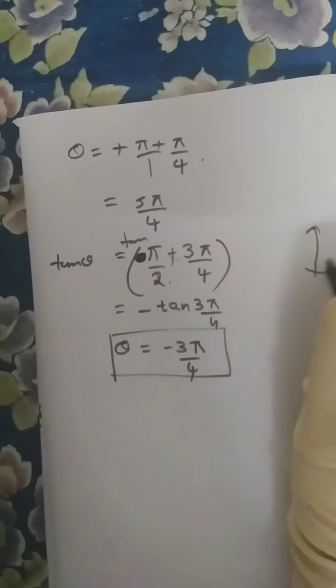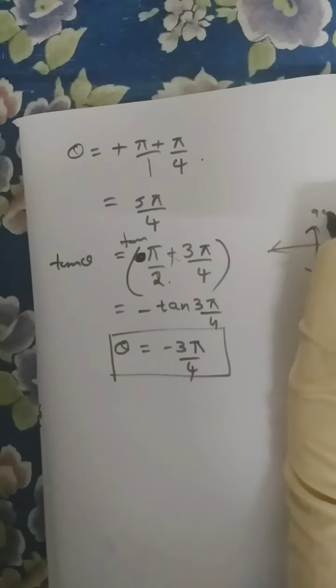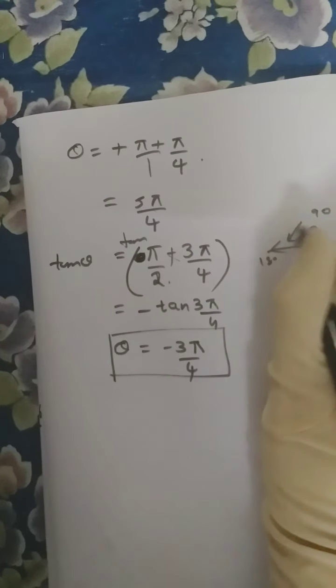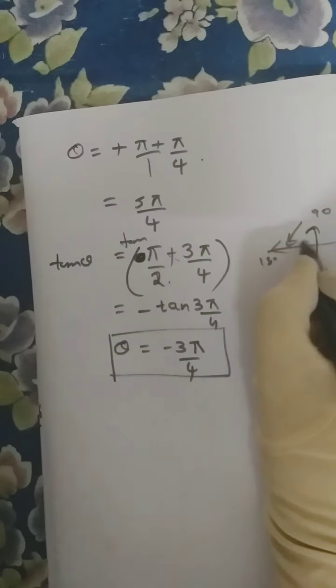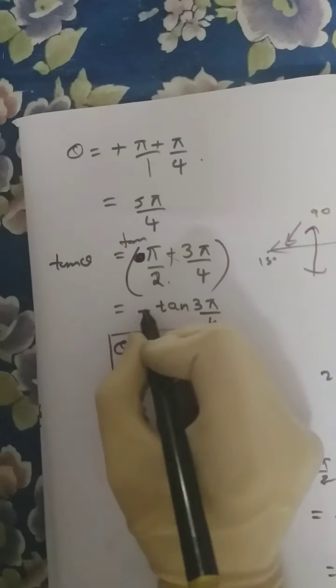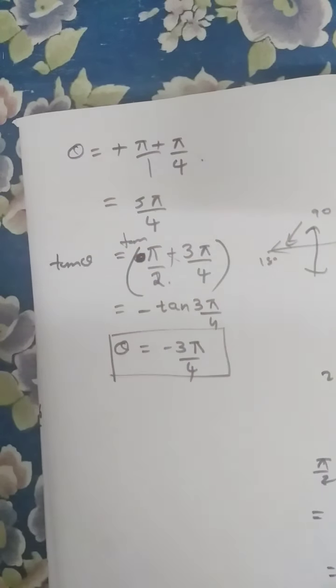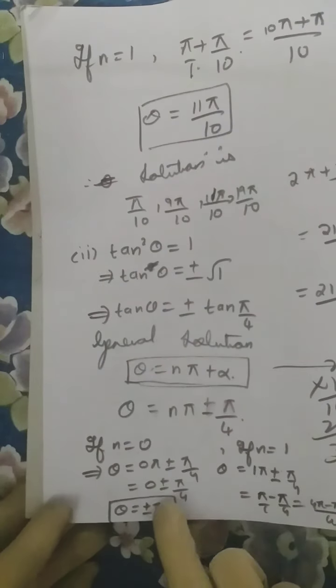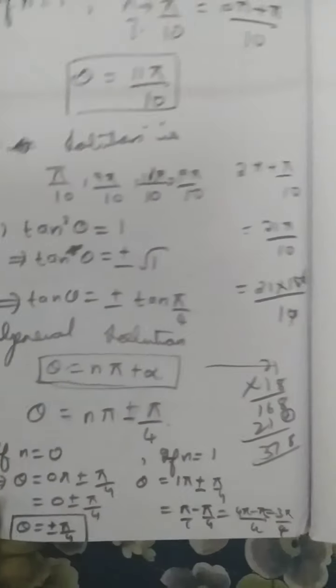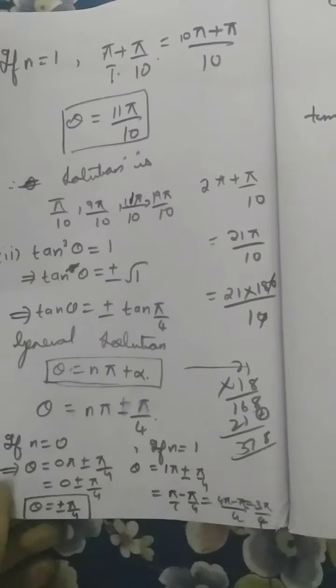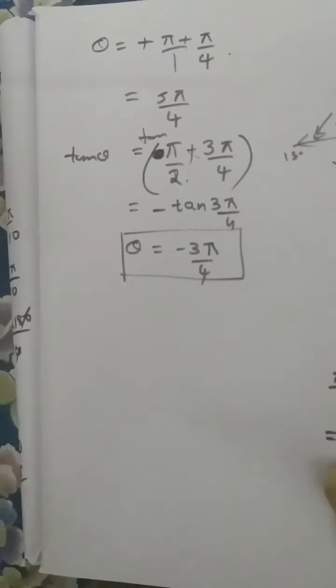So 5 pi by 4 I have made as minus 3 pi by 4 by writing it as 90 plus theta. See here, we have 0, 90, 180. 90 plus theta means it is in the second quadrant, and we know only sine is positive in the second quadrant, tan is negative. That is the reason I have written minus here. So what are the values of theta I got? Plus pi by 4 or minus pi by 4, plus 3 pi by 4 and minus 3 pi by 4.